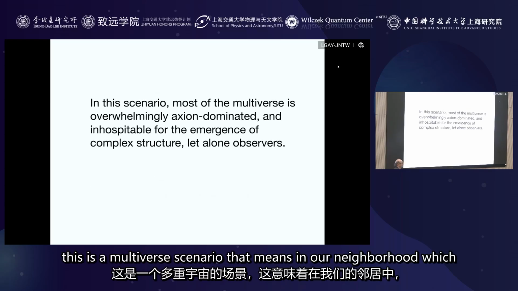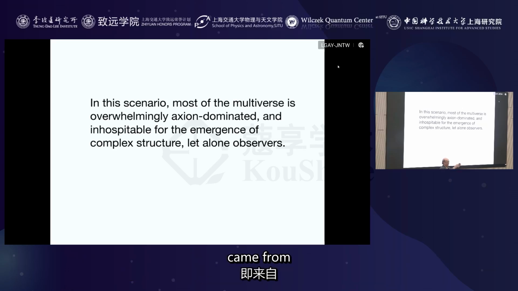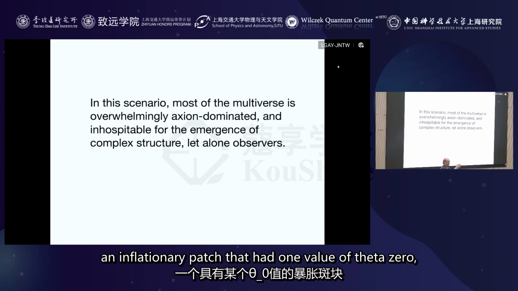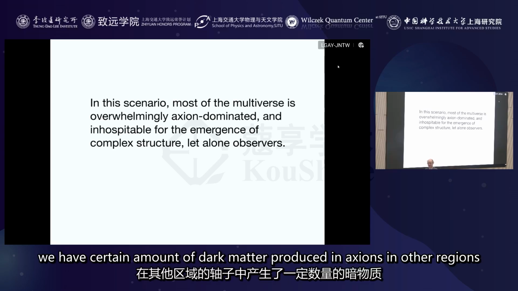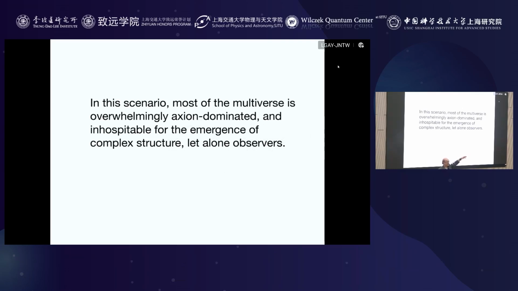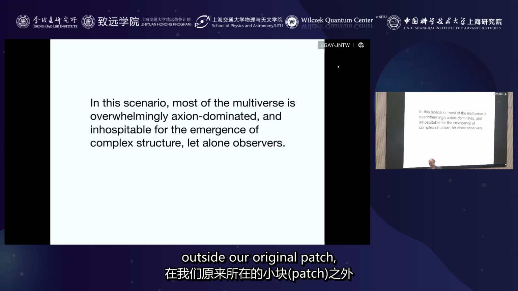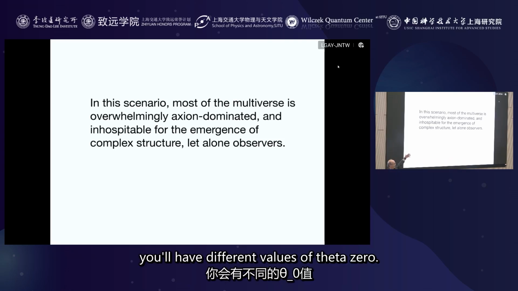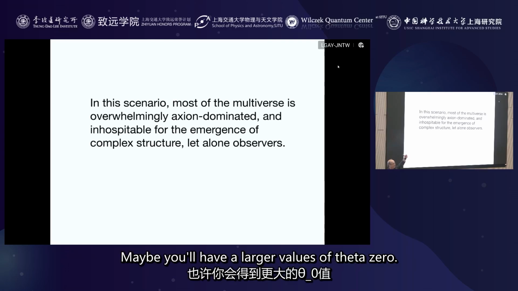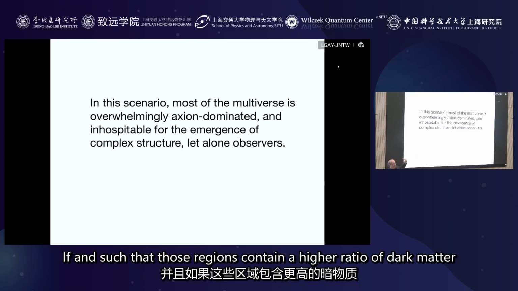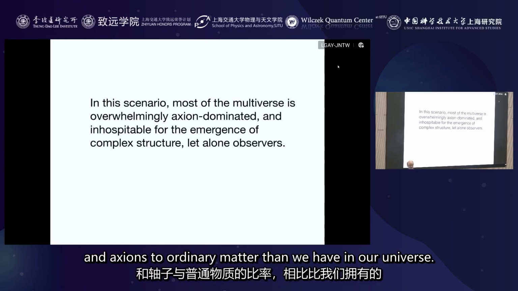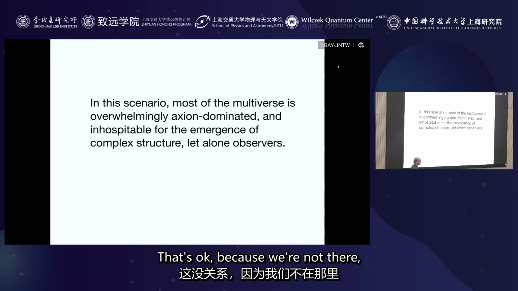Now, this is a multiverse scenario. Okay? It means in our neighborhood, which came from an inflationary patch that had one value of theta 0, we have a certain amount of dark matter produced in axions. In other regions that also got inflated, but are now beyond our horizon, outside our original patch, you'll have different values of theta 0, and maybe you'll have larger values of theta 0, such that those regions contain a higher ratio of dark matter and axions to ordinary matter than we have in our universe. But that's okay, because we're not there.